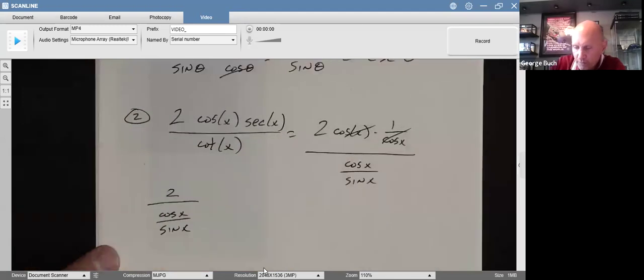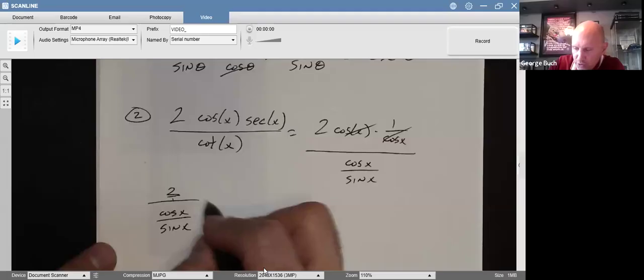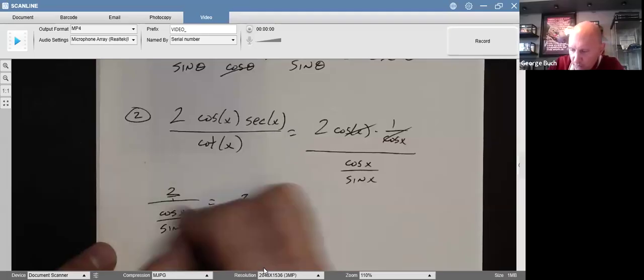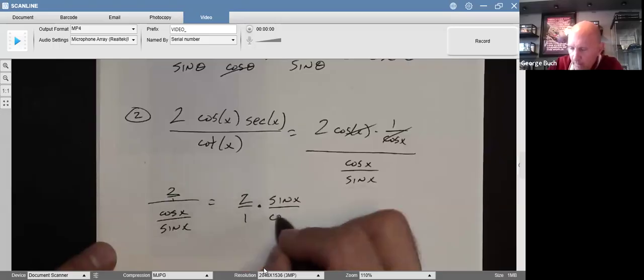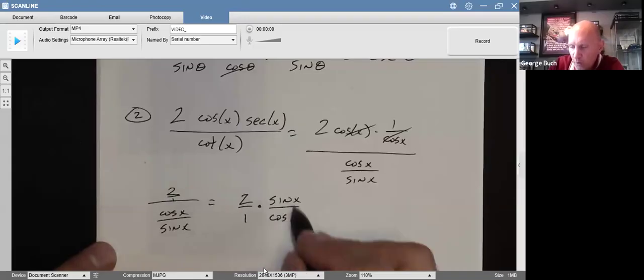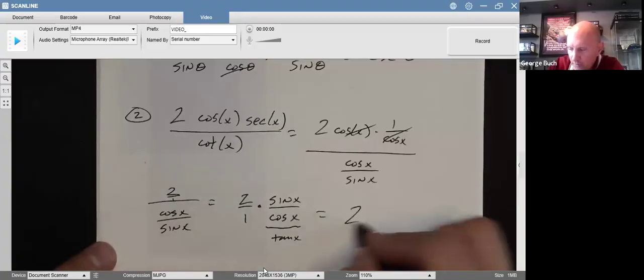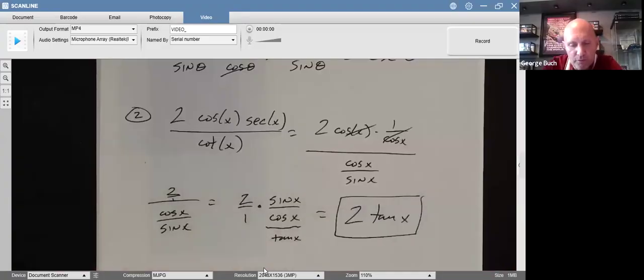And now I have what? This is like 2 over 1. So I have a fraction divided by a fraction. So it's keep, change it to multiplication, and multiply by the reciprocal, or flip it: keep, change, flip. Well, sine over cosine is what? This is tangent. So I have 2 times tangent of x. So that's what that guy would simplify to.